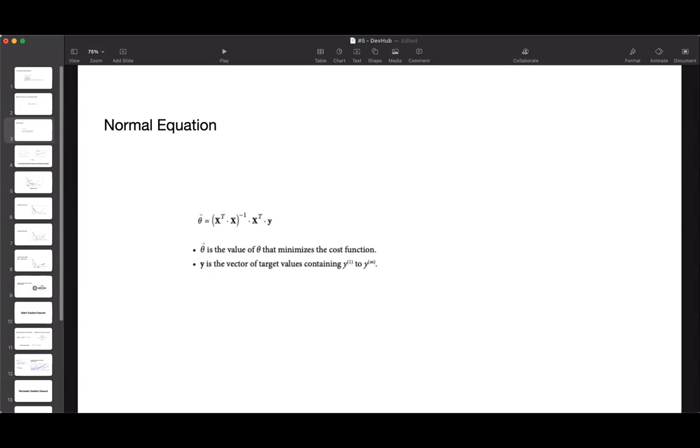Now we'll look at various different ways in which we can train a linear regression model, which are better suited for those cases where the training set has a large number of features.